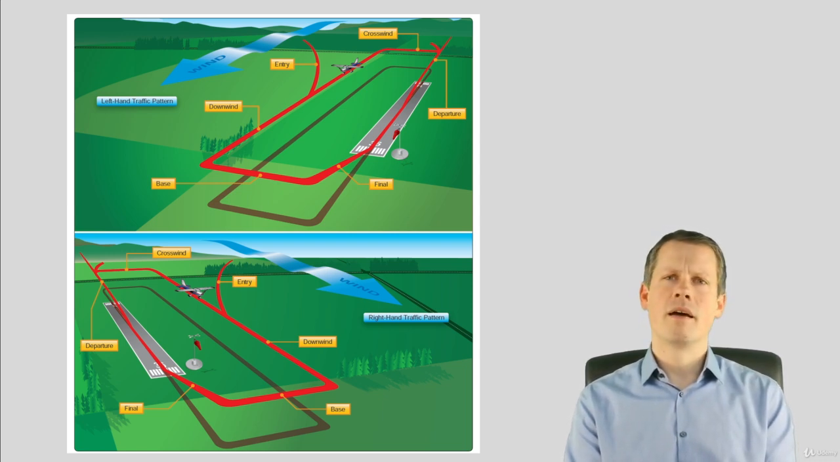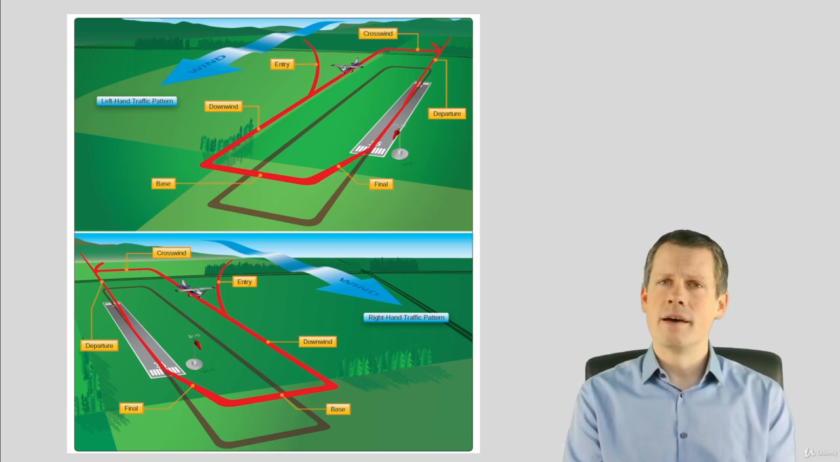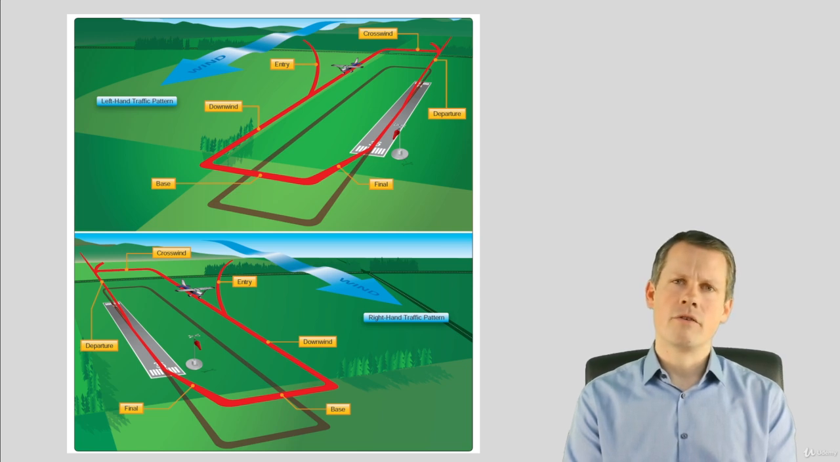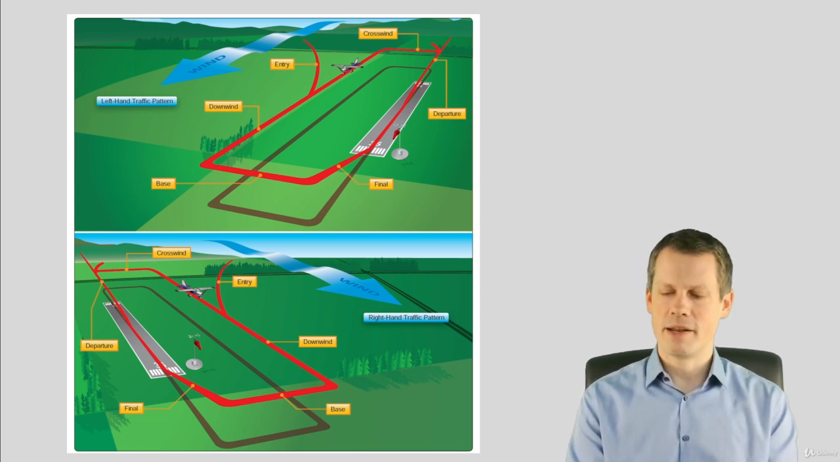And then there might be a glider traffic pattern on the other side of the runway, so just always be aware that there can be quite the mix of traffic traveling at different speeds and having different requirements in the traffic pattern.